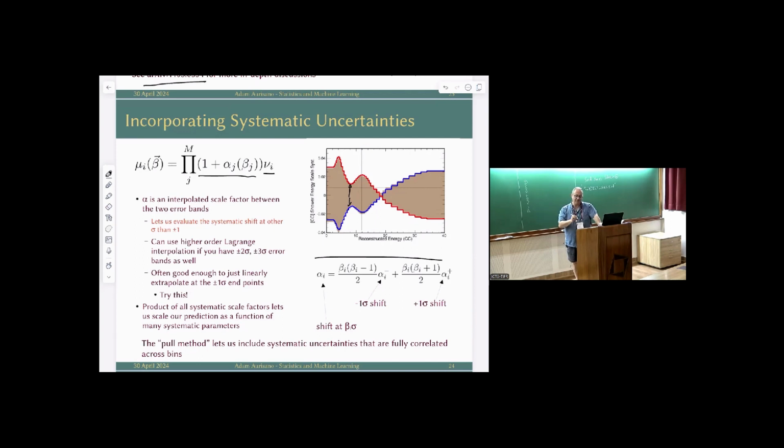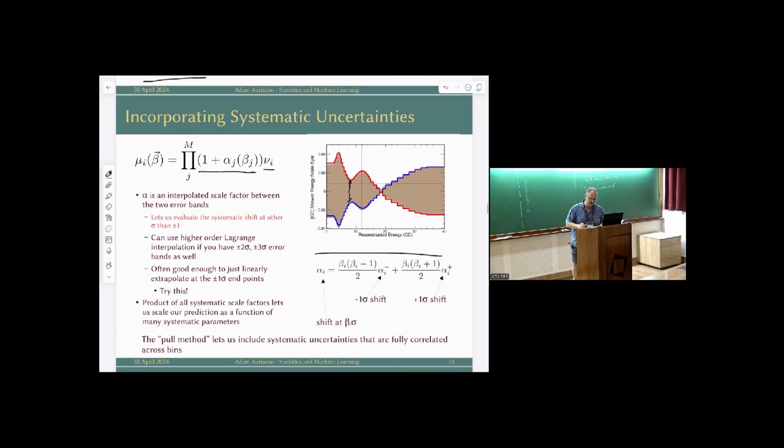lets us include systematic uncertainties that are fully correlated. So it's not just saying that we have an extra certain percentage of uncertainty in every bin. This is saying that it actually has to move with this shape, right? We have a systematic uncertainty that we think has some sort of shape, and we actually want to find deviations in our data that match the shape of that particular uncertainty. So this is very commonly used.